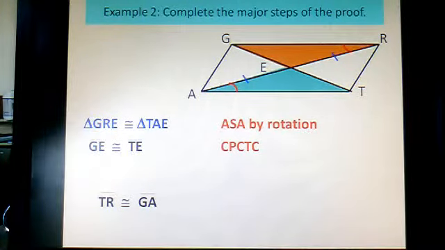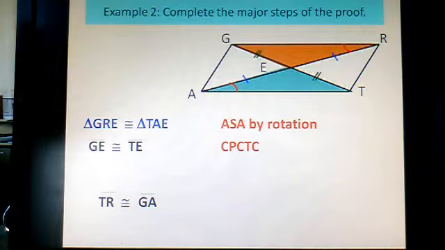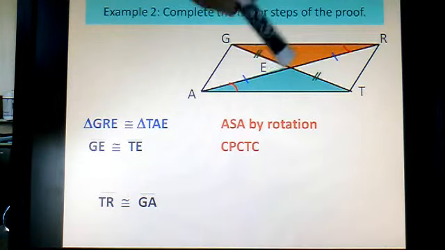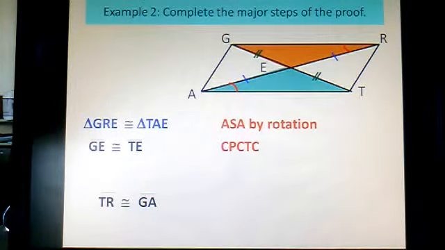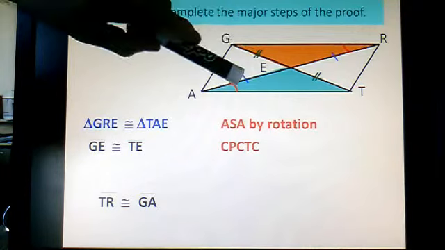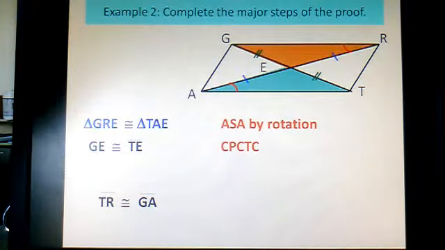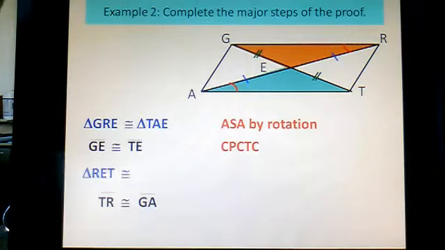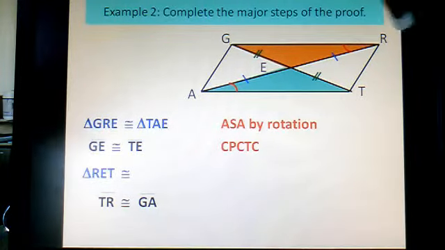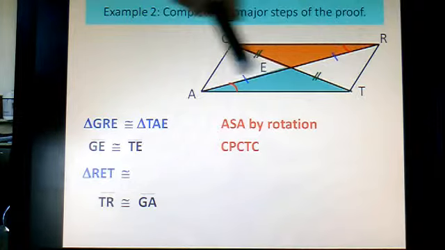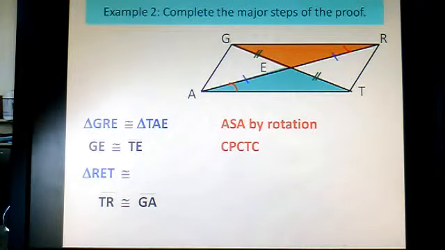So that wasn't a given in the beginning. I had to prove that those are congruent because the top and bottom triangles are congruent. Now if I have that, I have two sides and a vertical angle. You now could use side angle side to prove triangle RET is congruent to triangle AEG.